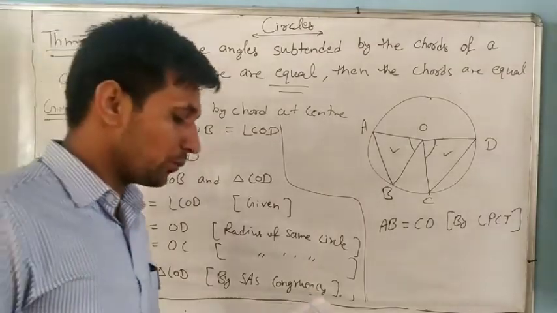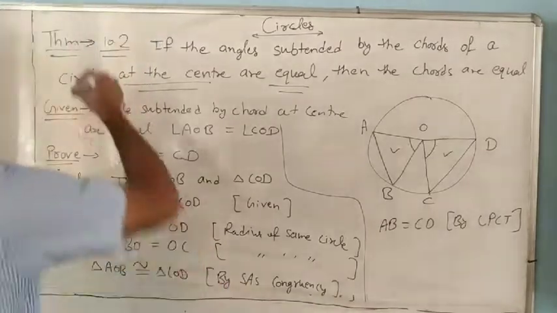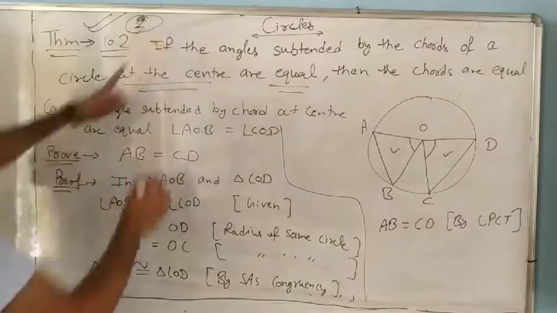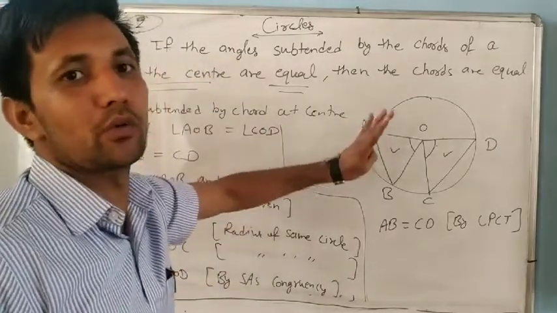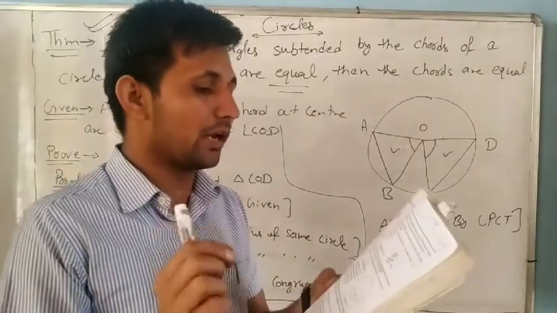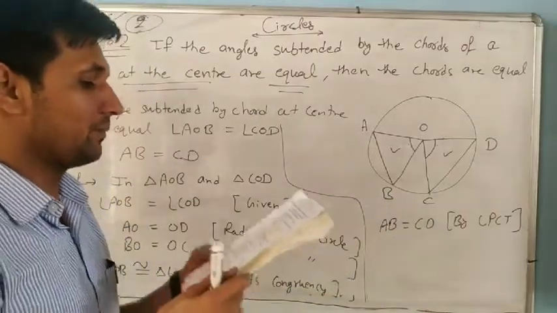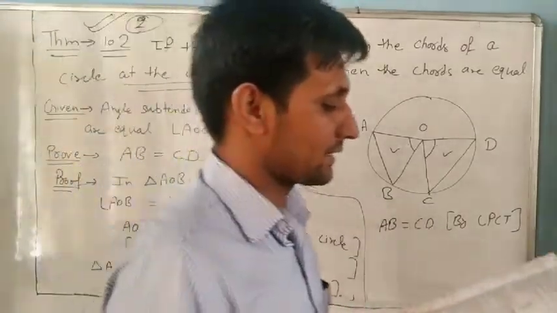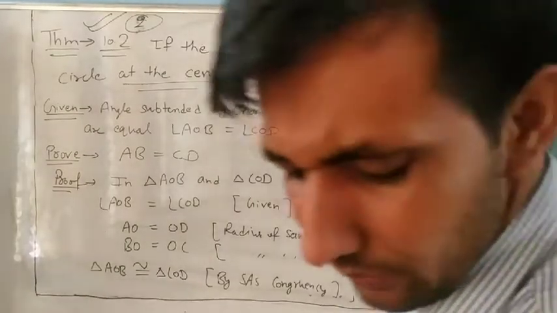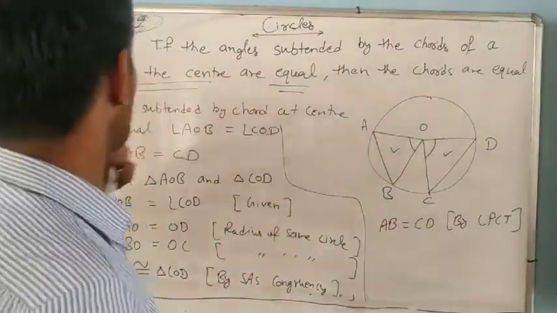Now exercise 10.2, question number 2. Question number 2 is the same as theorem 10.2. What is question number 2? Prove that if chords of congruent circles subtend equal angles at their centers, then the chords are equal. Otherwise, only a little bit of difference. I will tell you one part, then you do your side.